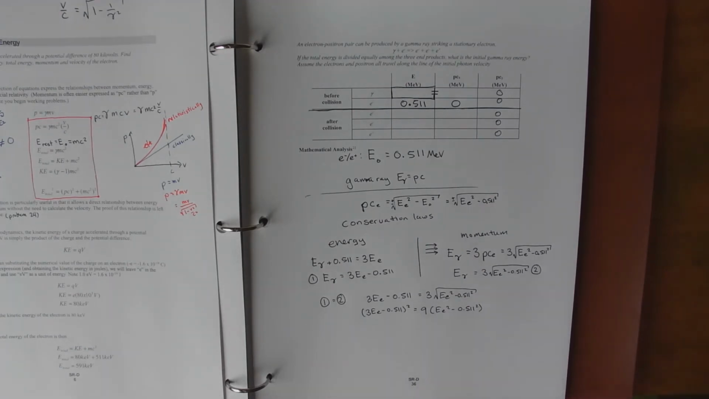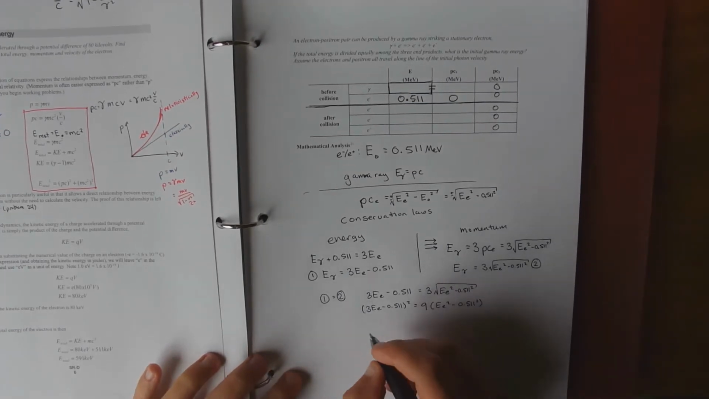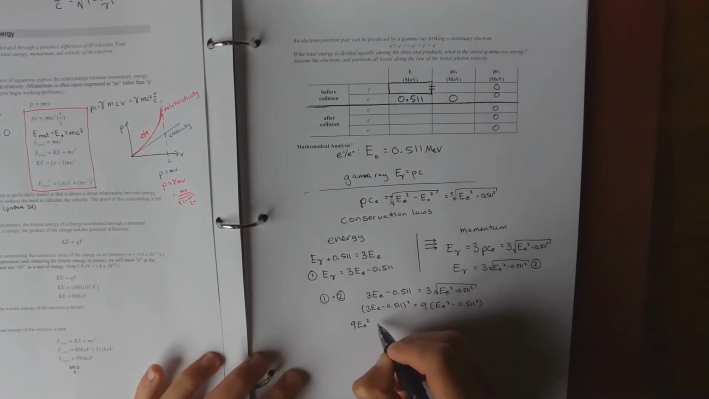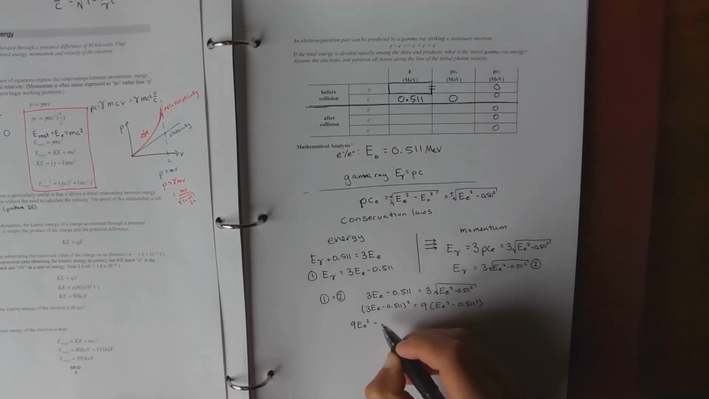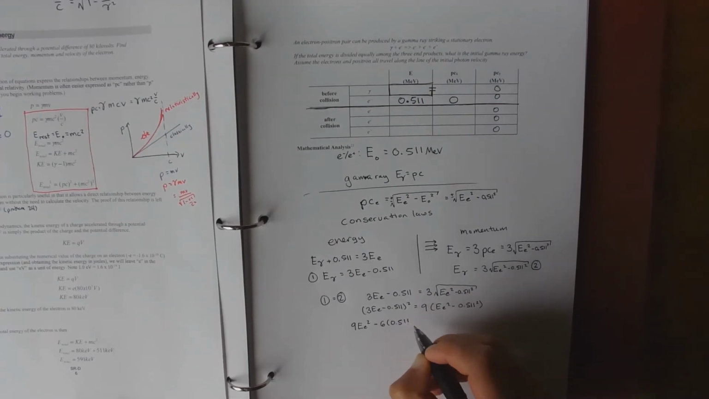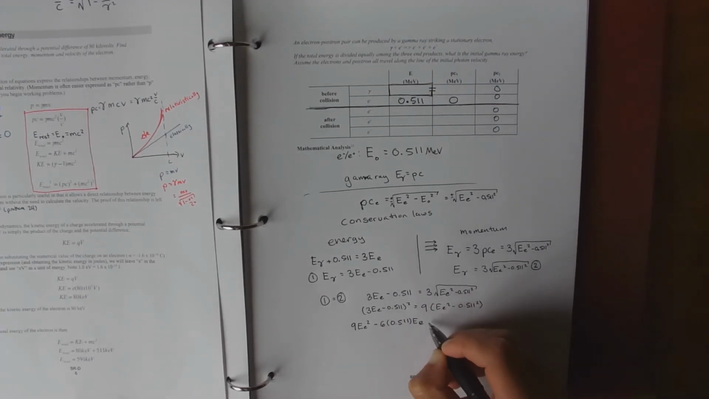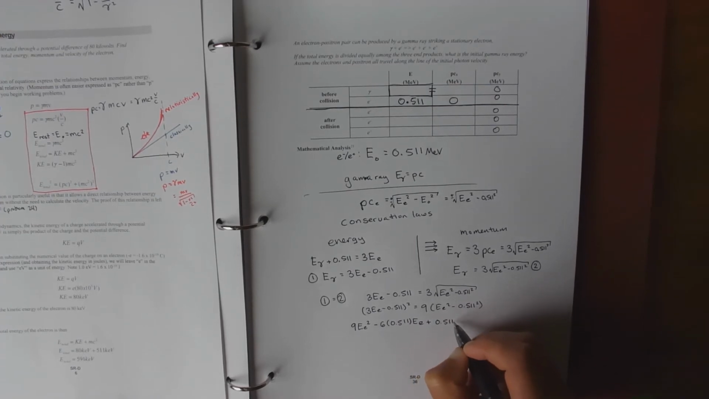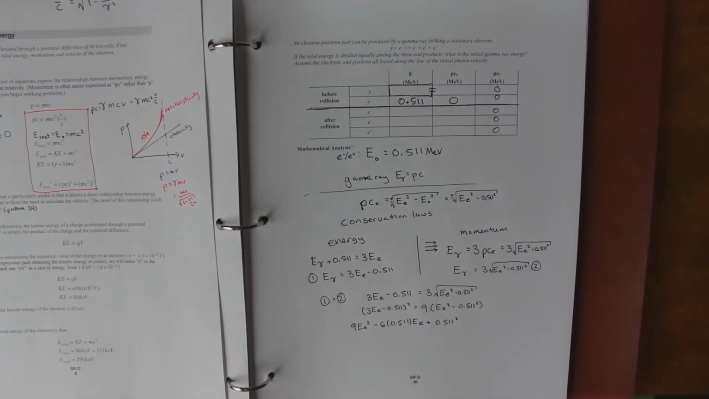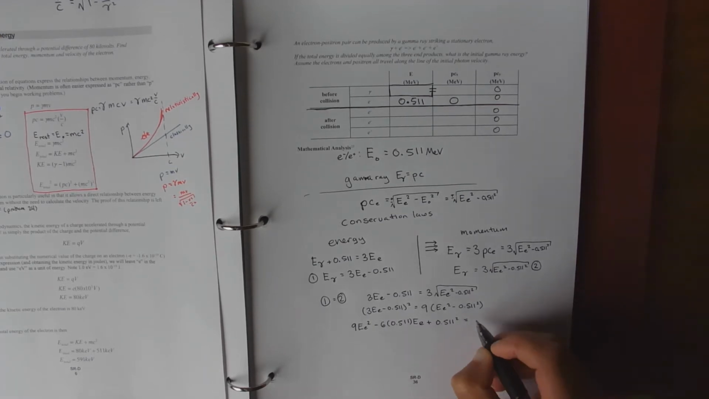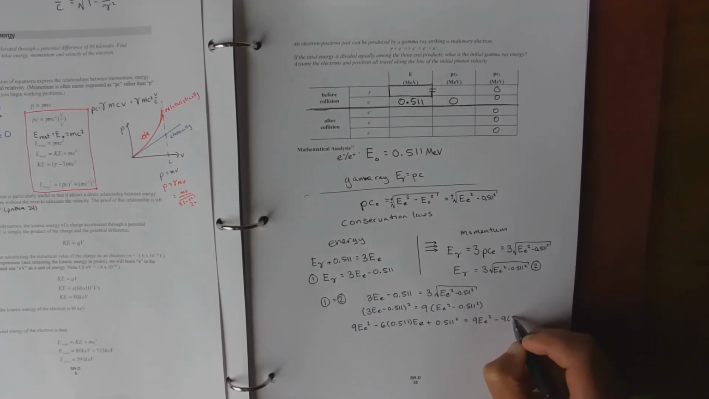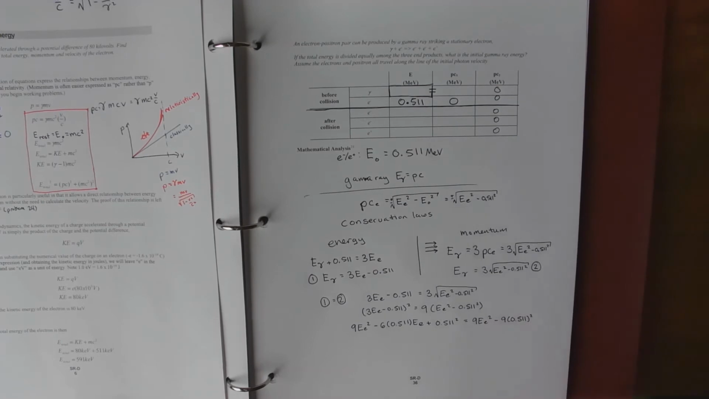And this will be 9 times the total energy squared minus 6 times 0.511 times the total energy plus 0.511 squared. So that's what we had on the left hand side, and then here on the right hand side, this is 9 times 0.511 squared.